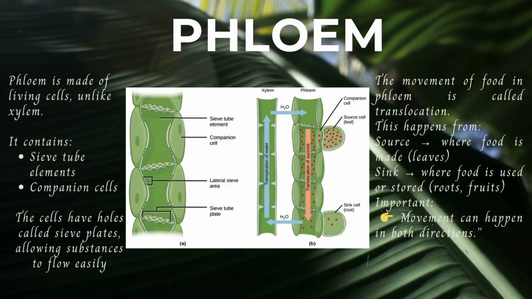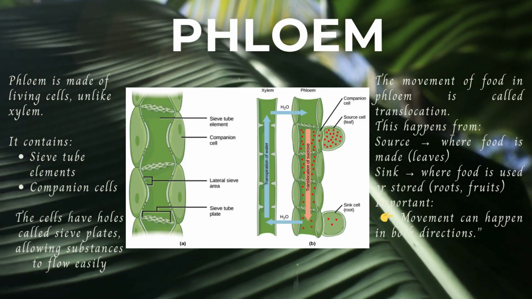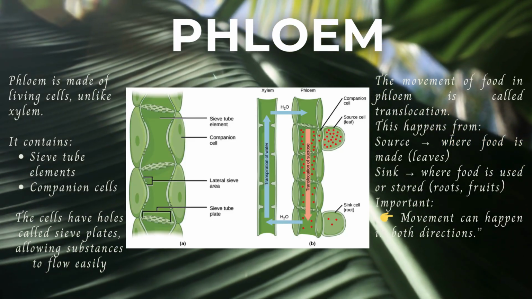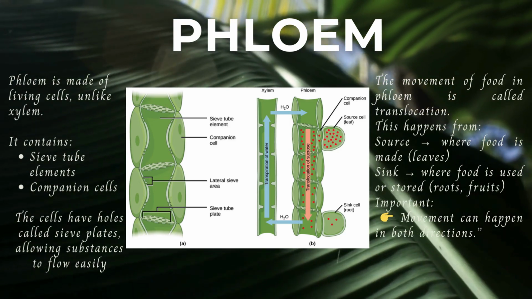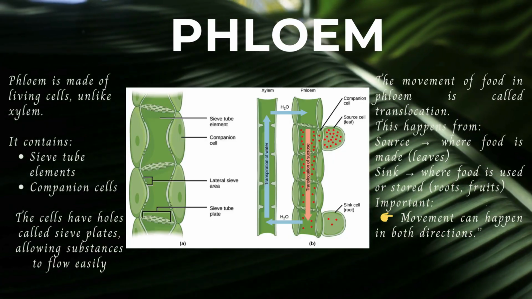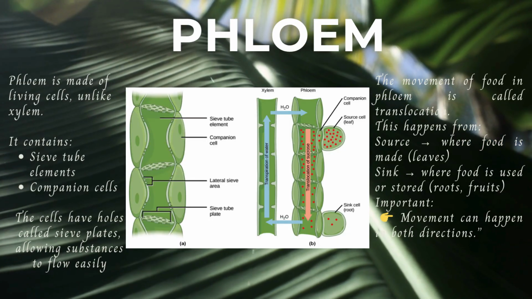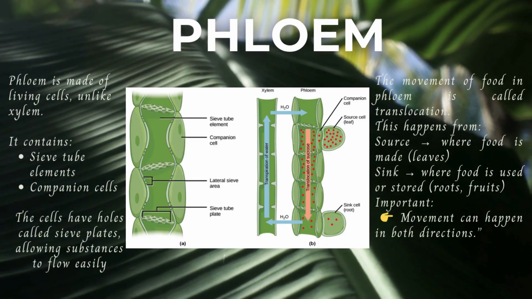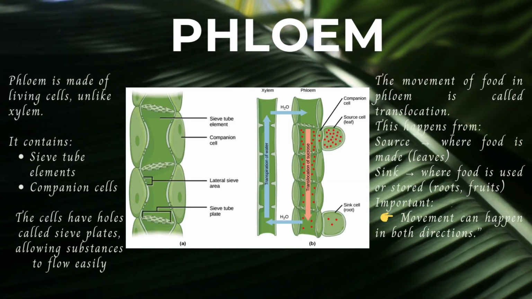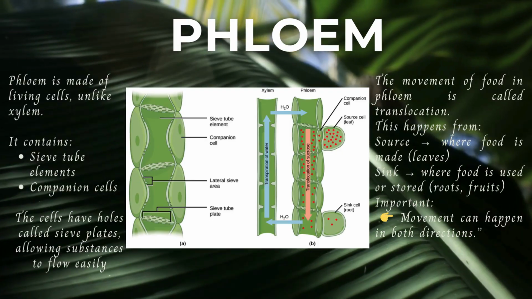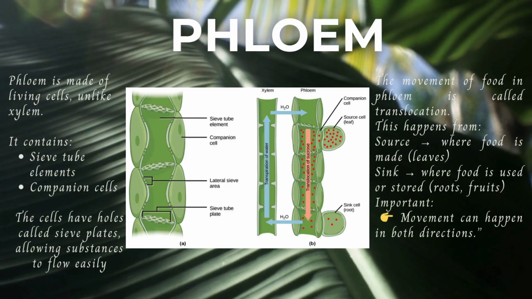As we mentioned, the main function of phloem is transportation of dissolved food substances such as glucose, amino acids, etc. And the second thing is this transport of substances. Basically, the keyword that you should be using is translocation. So translocation is basically the movement of food in the phloem. How will this happen? Phloem transport happens from source to sink. What is the meaning of these two words? So source is basically where food is produced.